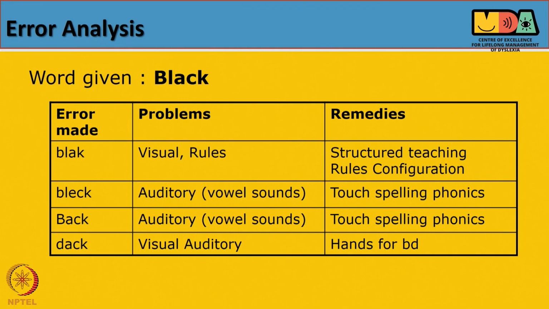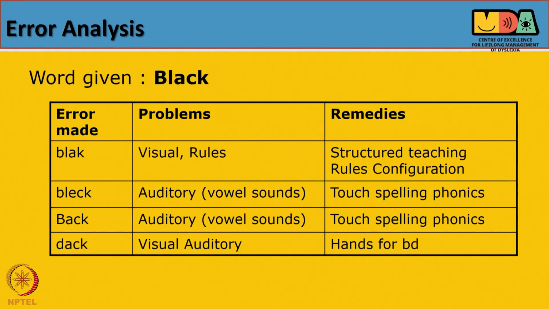Also, there is a rule called the CK rule. When you have a short vowel sound ending in K sound, then it has to be written as CK. So the best way to teach this child is to give him a structured instruction on how to follow that rule. Once you do that along with the configuration, then what will happen is the child's visual ability to visualize this word will also become better.